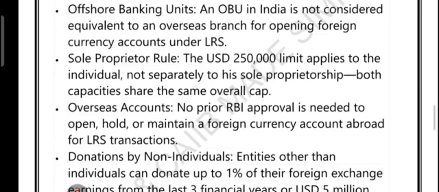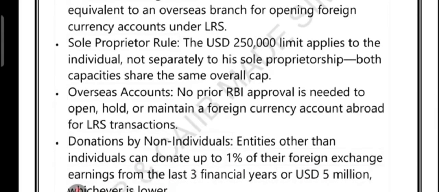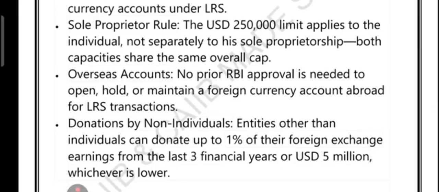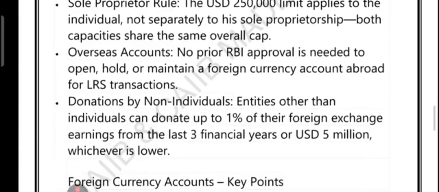You can open and maintain a foreign account abroad without RBI approval if it is for LRS purposes. Yes, for LRS purposes, you can open an account and maintain it abroad. For donation, remember, only an individual can use LRS.